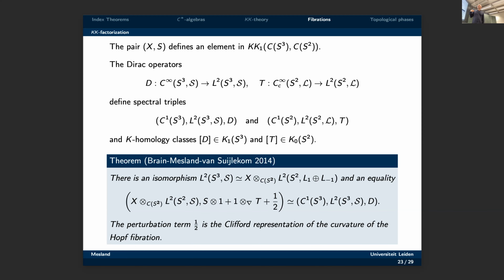And so, what have I done here, or what am I trying to achieve conceptually? I have a Hopf fibration between these two spaces, and I have encoded that in operator theoretic language by such an element that represents something in a KK group.